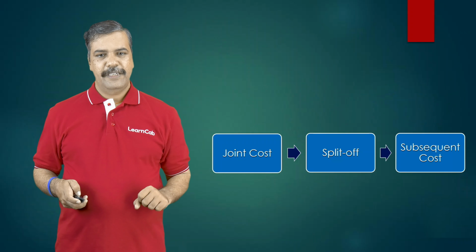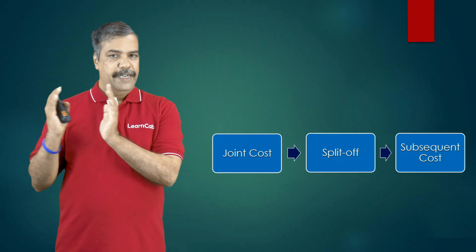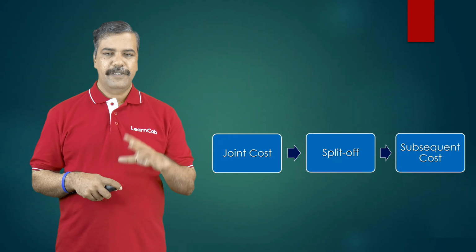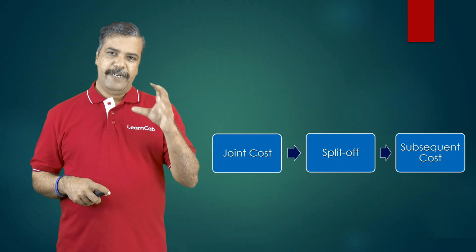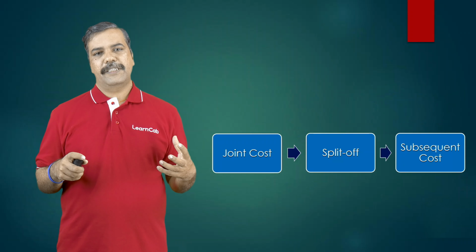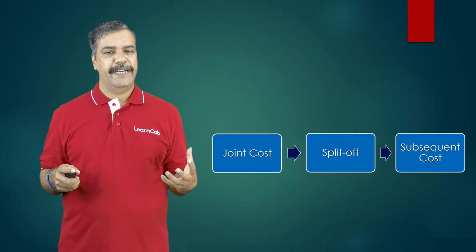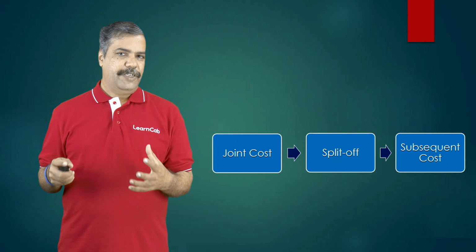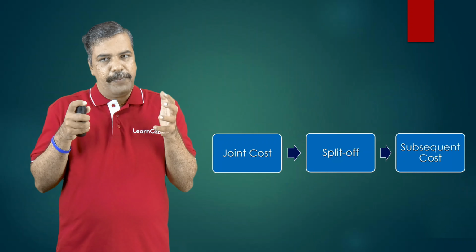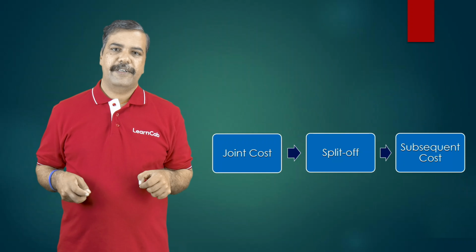So there is a joint cost, there is a split off point, and there is a subsequent cost. What is this joint cost? Joint cost is the raw material cost which is uniform or common for all the simultaneous processes which we are doing. Till the point of split off, whatever cost you have incurred is called joint cost.